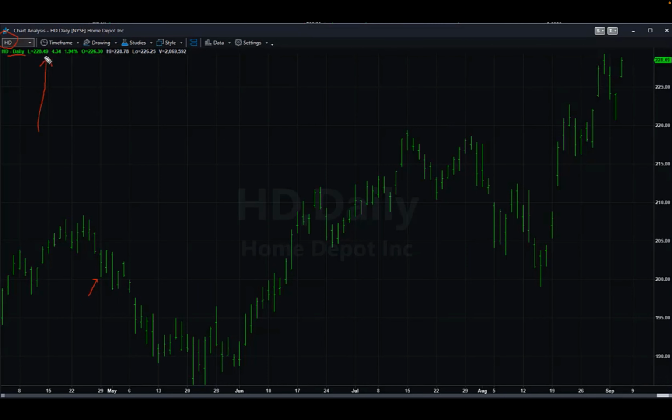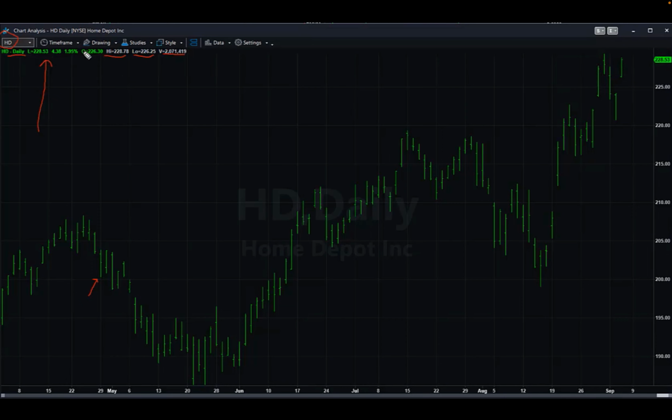You'll see the numbers are changing here because the market is open. This is the high of the day, which for Home Depot today is $228.78. The low of the day was $226.25, and V is volume. This is how many shares actually traded, and this number will just keep going up throughout the day. It's a little over 2 million shares, so this is a very active stock.